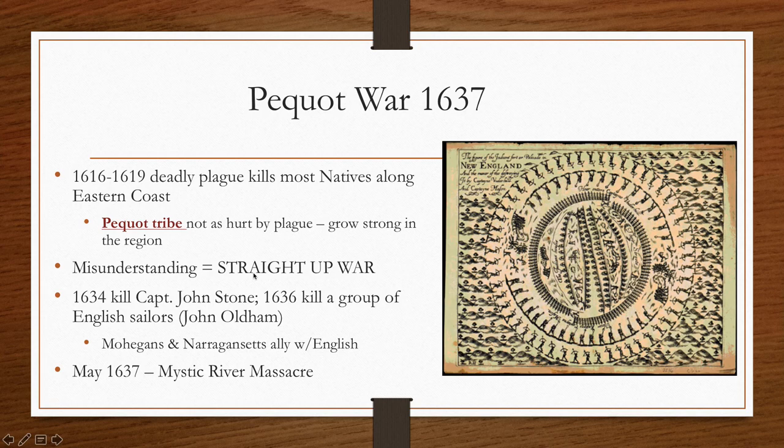Now the Pequot outnumber the English. So the English decide to get Mohegan and Narragansett allies. At first, these two Indian tribes aren't necessarily willing to fight, but the English convince them, and the Mohegans and the Narragansett, they're not exactly friends with the Pequot anyway, and they would like something out of it. One of the things both tribes would like are the women and any horses that perhaps the Pequot have, and they agree to this. And in May of 1637, this village along the Mystic River in Connecticut.